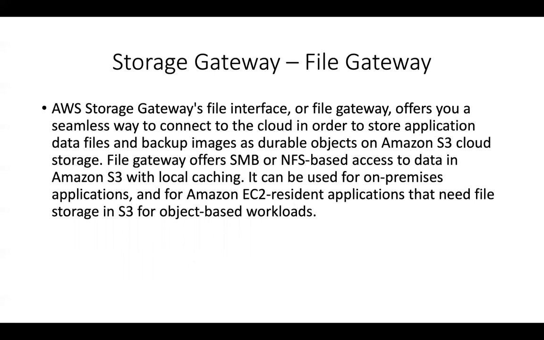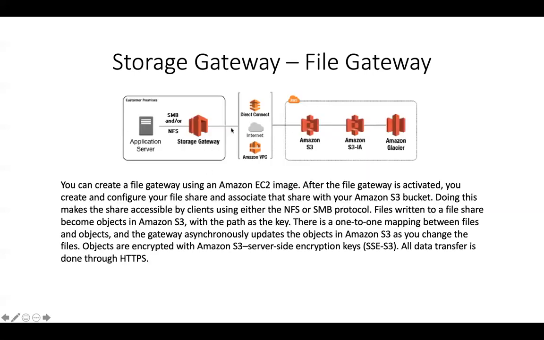And it can also be used for on-premise applications as well as for EC2 resident applications that need access to that storage in S3. So once you are backed up using file gateway to S3, then any applications that you have running on EC2 can also get access to that storage data that you stored in S3 using an IAM role and so on, right? So this is how file gateway works.